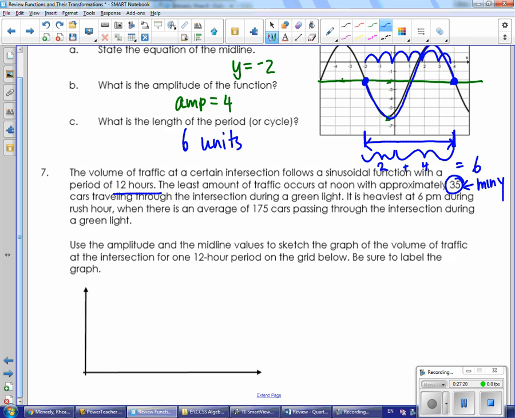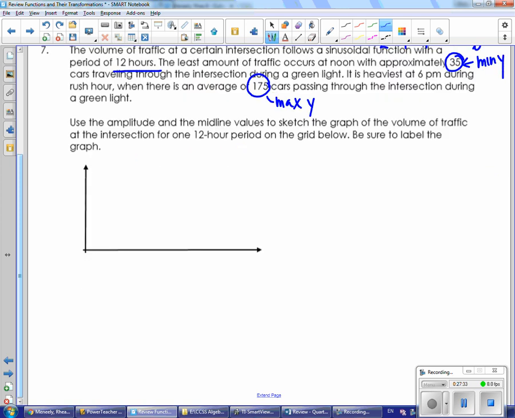And then it says it's heaviest at 6 p.m. during rush hour when there's an average of 175 cars. So this number here is going to correspond to my maximum y value. I'm going to go ahead and mark them on my y-axis. I'm going to let this be 35, and I'm going to let this be 175, and this is going to correspond to the number of cars. And I'm going to go ahead and label my graph as traffic.